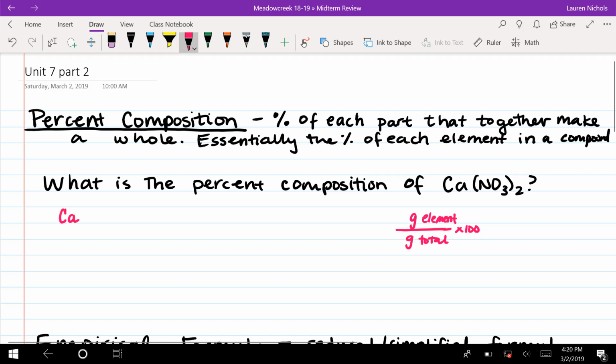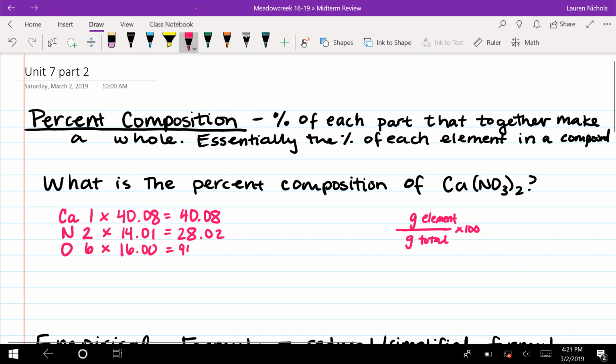So if we list out our elements, calcium, nitrogen, and oxygen, I have 1 calcium, 2 nitrogens, and 6 oxygens. So we multiply by their mass on the periodic table, and we can see that calcium has a mass of 40.08, which gives a total of 40.08. Nitrogen is 14.01, so that gives us 28.02. And then 6 times 16 is, well, let's find out. 16 times 6 is 96.